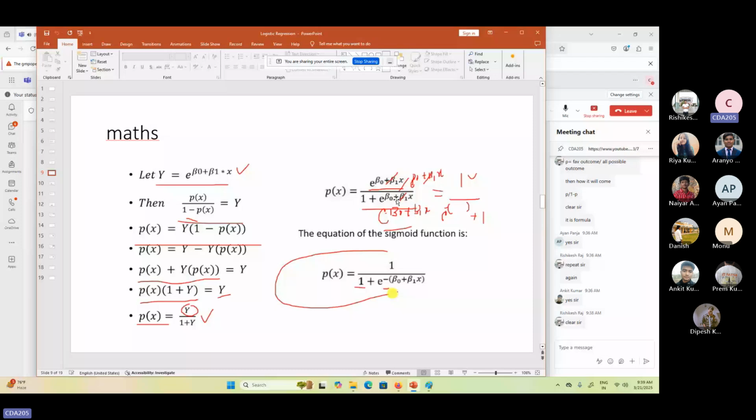Okay. When we cut this, then what are we getting? 1 by 1 plus e to the power minus (b naught plus b1 x). Okay.